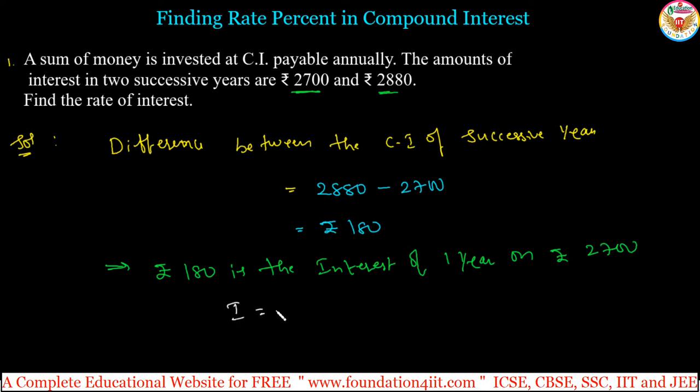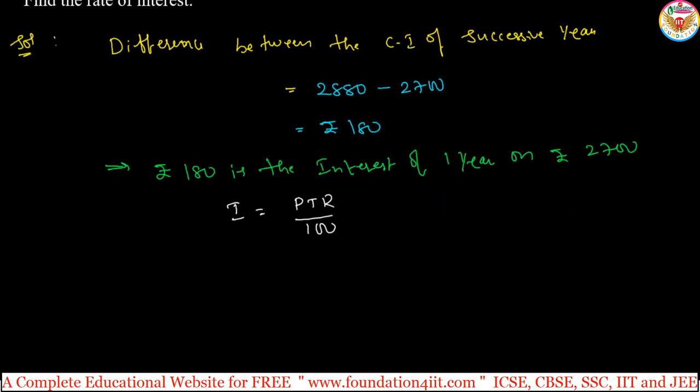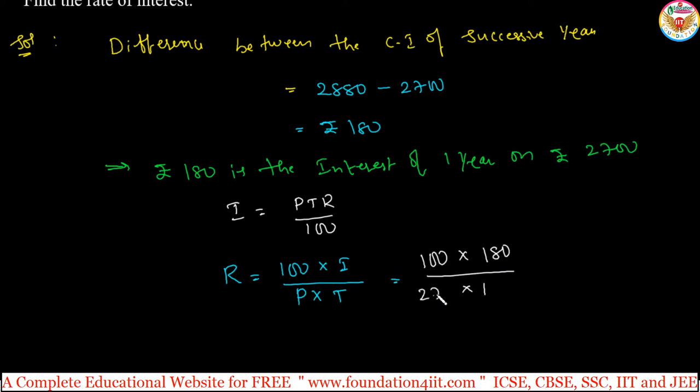Already we know I is equal to PTR by 100. Let us substitute in this first. What to get? The R value. So from this, R value is equal to 100 into I, 100I by P into T. We can convert the formula. So apply the values. 100 into the interest, which is 180 for the 1 year. So time is 1. On which principal? 2700. Okay, we can calculate this. So 100 into 180 by 2700.